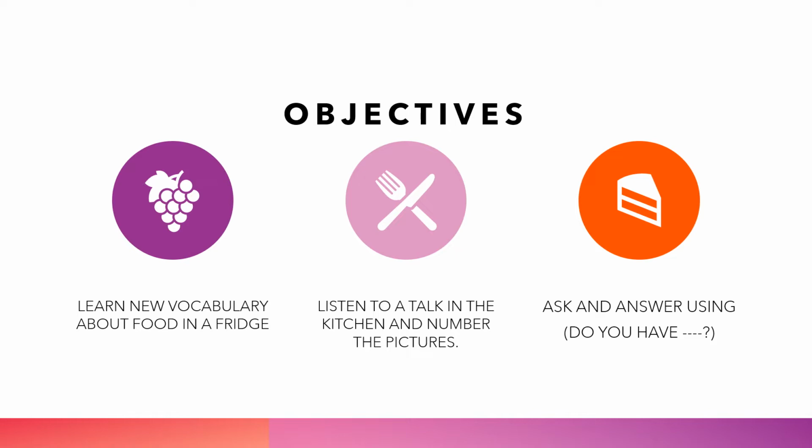Our learning objectives for today: 1. Learn new vocabulary about food in a fridge. 2. Listen to a talk in the kitchen and number the pictures. 3. Ask and answer using "do you have?" Let's start our learning objective 1. Learn new vocabulary about food in a fridge.